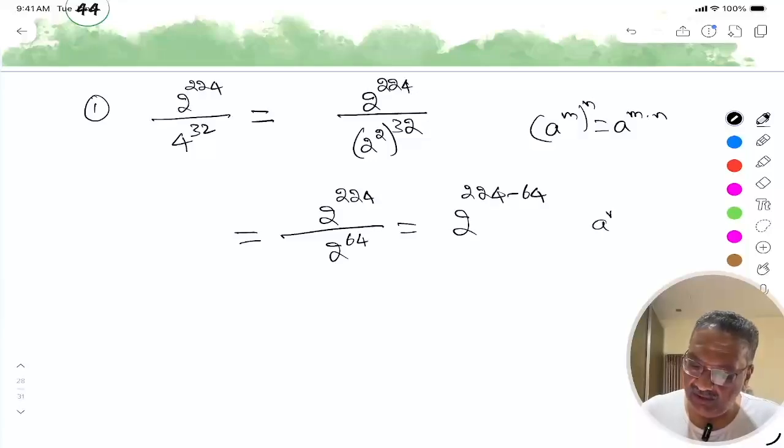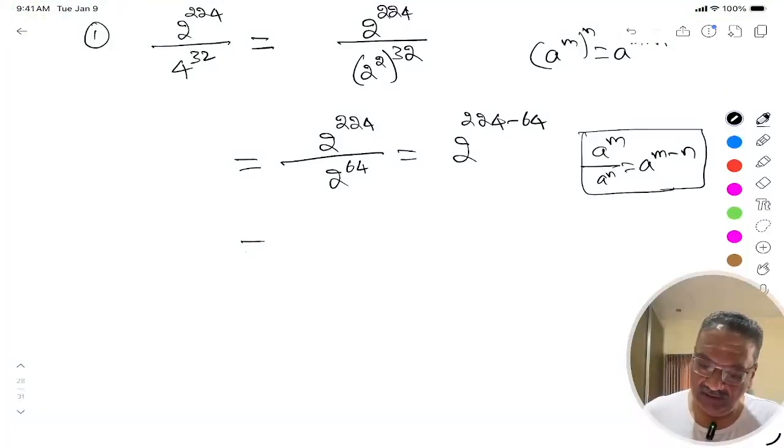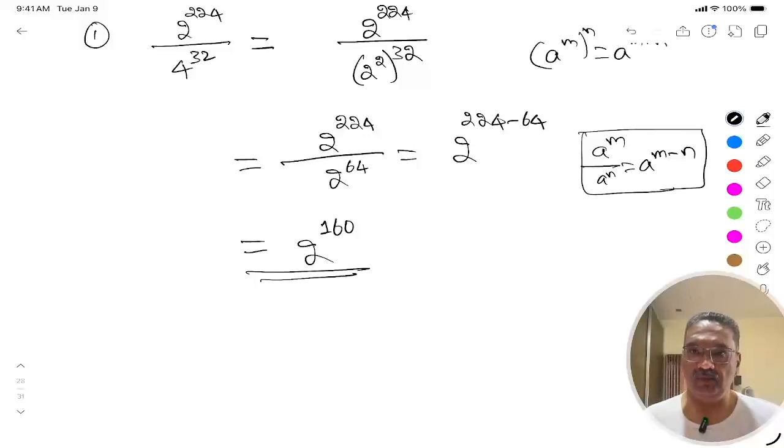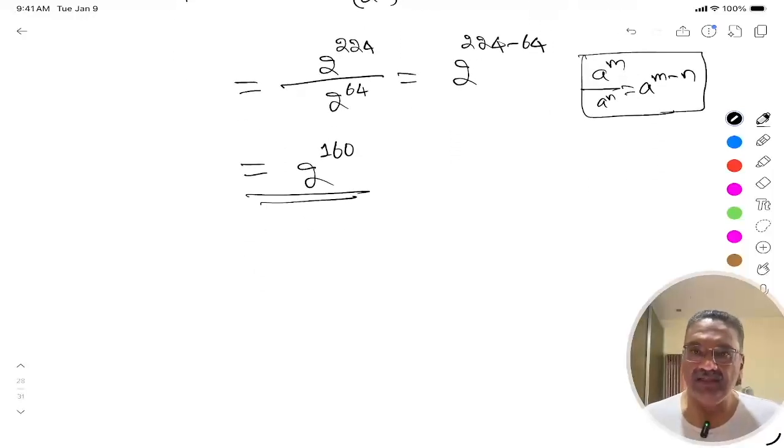Here we use the formula a power m divided by a power n is equal to a to the power of m minus n. So the simplified form will be 2 to the power of 224 minus 64, which is 160. So we get the simplified form as 2 to the power of 160. Now they have asked the last digit.